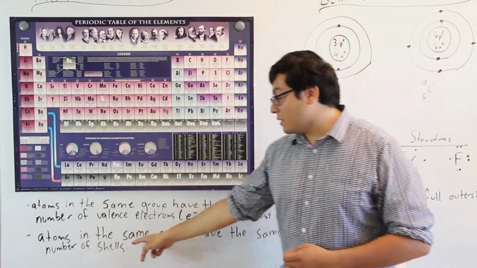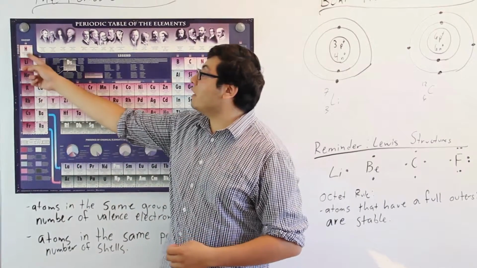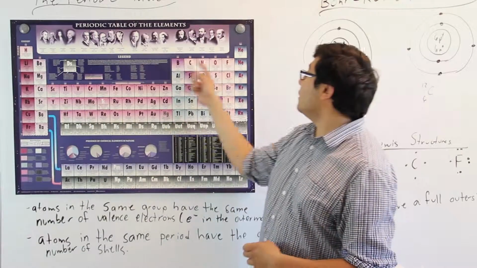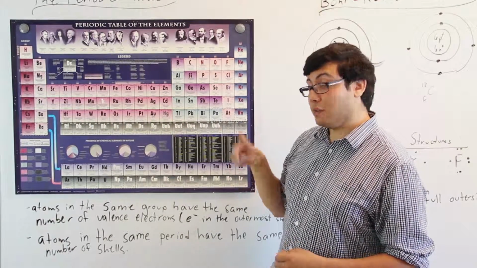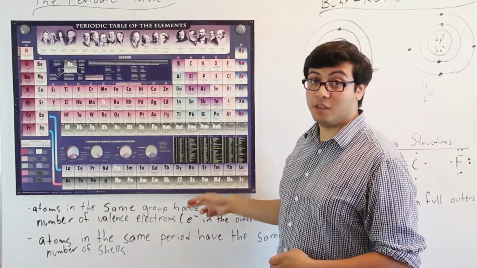Second is that atoms in the same period have the same number of shells. That would mean hydrogen and helium have one shell. So lithium to neon have two shells. And the next one would be sodium to argon have three shells, and so on down the periodic table.